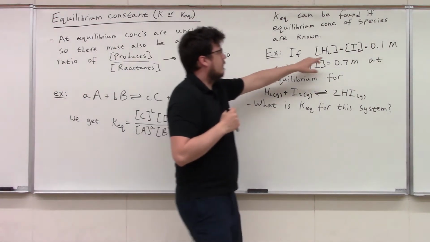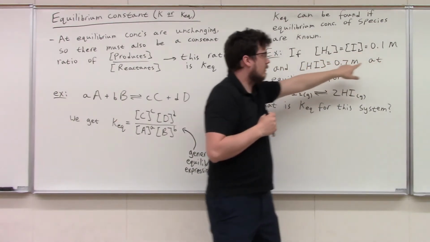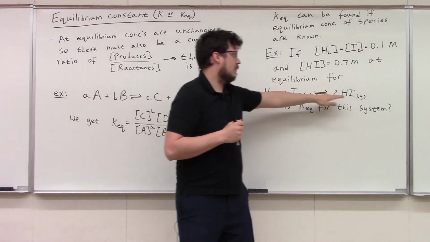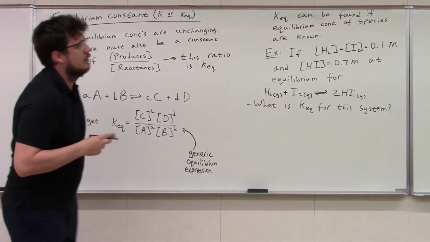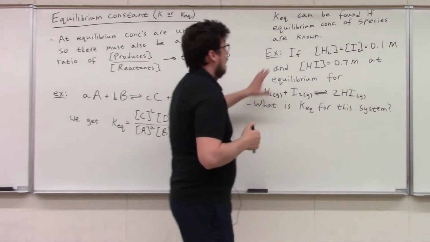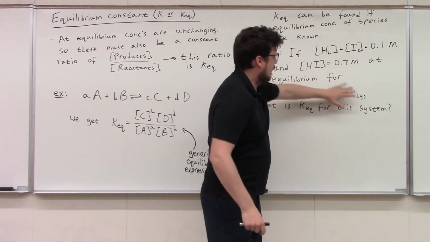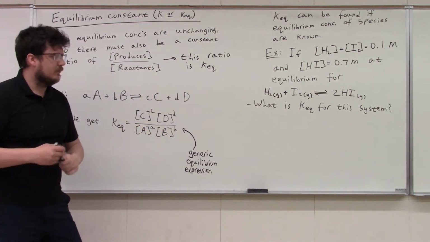If we let it reach equilibrium, we measure H2 and I2, and we see that they're each 0.1 molar. And we see that HI is 0.7 molar. So this is an equilibrium that strongly favors the products. There's a higher concentration of products at equilibrium than reactants. But that's not where we're going with this. Can we calculate KEQ for this system? And the answer is yeah.